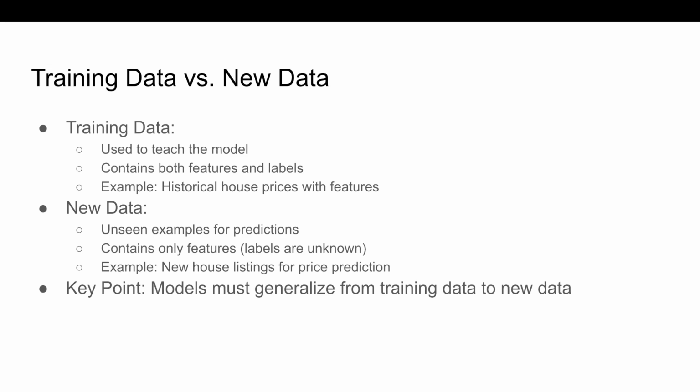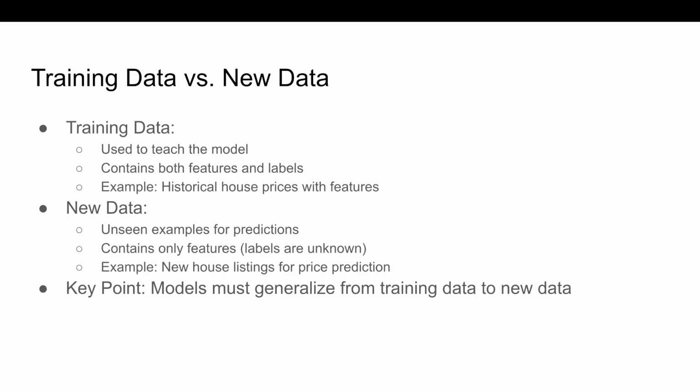The model learns from this data by identifying patterns and relationships between the features and labels. For example, it might learn that larger houses tend to sell for higher prices, or that houses in certain neighborhoods have a premium. Once the model is trained, it's ready to make predictions on new data. New data refers to unseen examples where the features are known, but the labels are not. For instance, when a new house comes on the market, the model can use its features, square footage, location, etc., to predict its selling price.